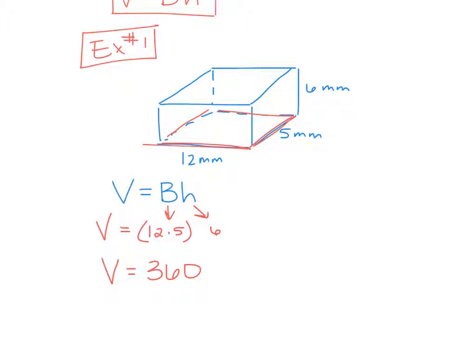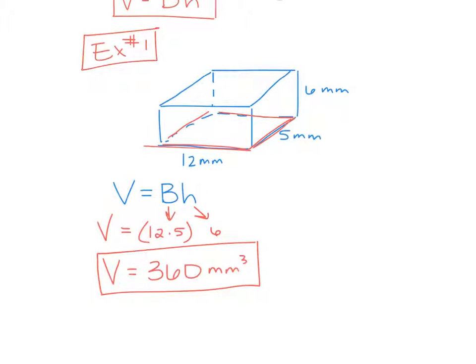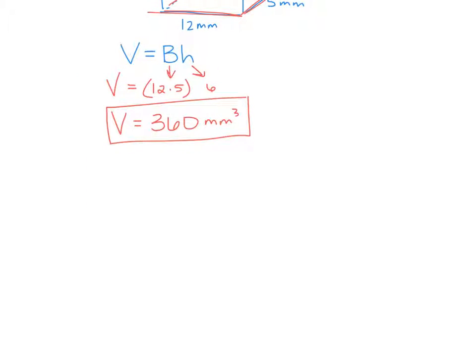How do we label volume? Cubed. So it would be millimeters cubed. Okay, so that figure is as basic as they come. You just take the 3 numbers and you multiply them together. Where it gets a little fancier is if you have something like this.